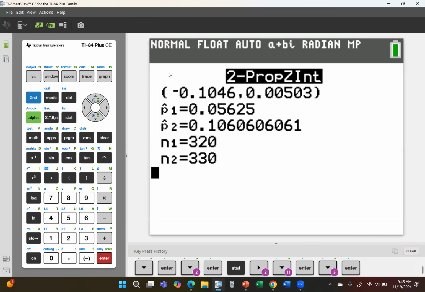Those two numbers in parentheses are the lower limit and the upper limit on the interval. So the lower limit is negative 0.1046 and the upper limit is 0.00503. So that is the confidence interval of the difference in the two proportions.